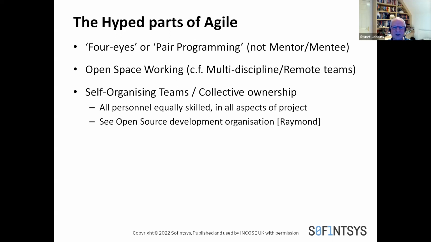Self-organizing teams and collective ownership. So my primary evidence for this is that if you look at open source software development, and I'll contrast that with Agile. If you read Raymond's The Cathedral and the Bazaar, which is all about open source development and the organization of open source development, you will find not very many use Agile methods to construct their software, unless they happen to have all the characteristics we've just described, which is these massively independent sets of features. And there aren't many bits of open source software that do that.